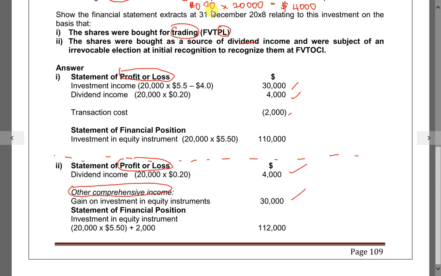Okay, no issue. But what do you do with the transaction cost? Because it's long term, you can capitalize. You don't charge the P&L, capitalize it as your asset. So how much is your investment now? 112, because the 2,000 is a capitalized asset.